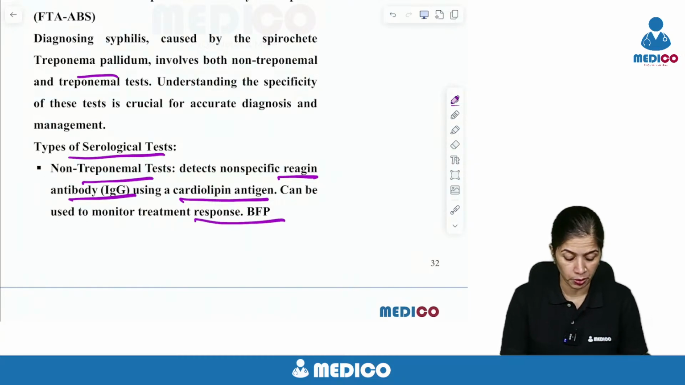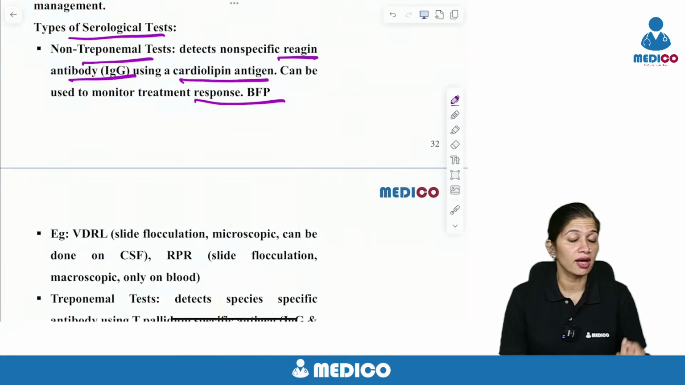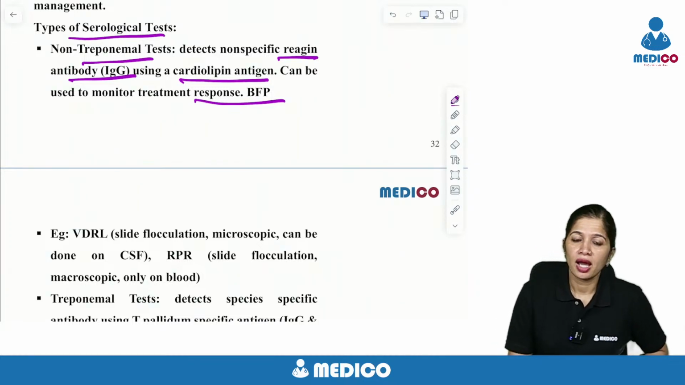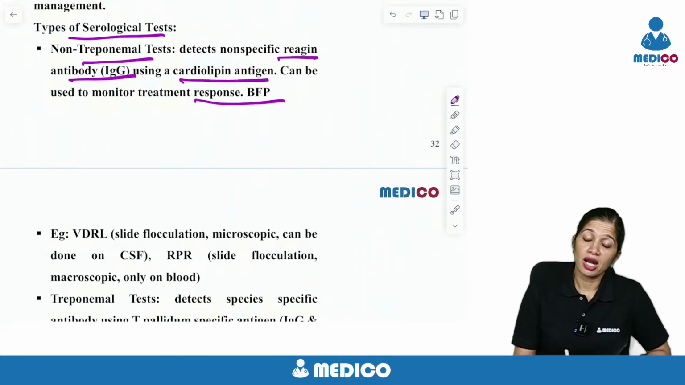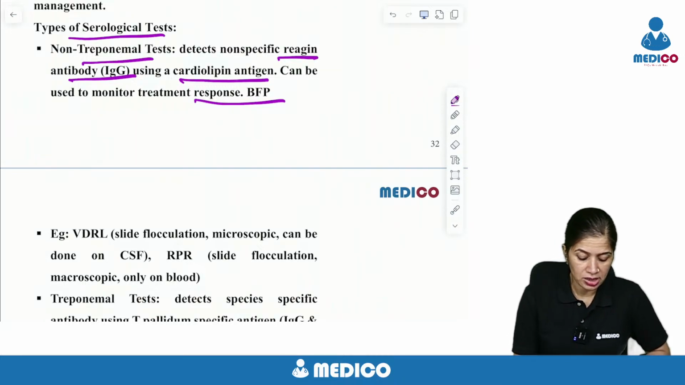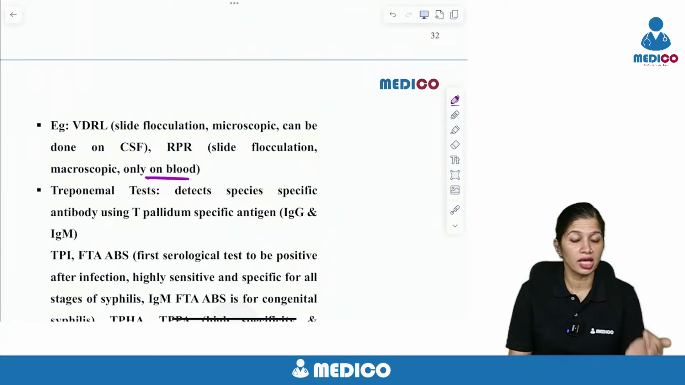with non-treponemal tests. So among the non-treponemal tests, I think you are most familiar with VDRL and RPR. So VDRL is a microscopic test, but RPR is macroscopic. Both are slide flocculation tests. VDRL can be done in the CSF also as well as blood, whereas RPR can only be done in the blood. So that was with cardiolipin antigen reagent antibody.